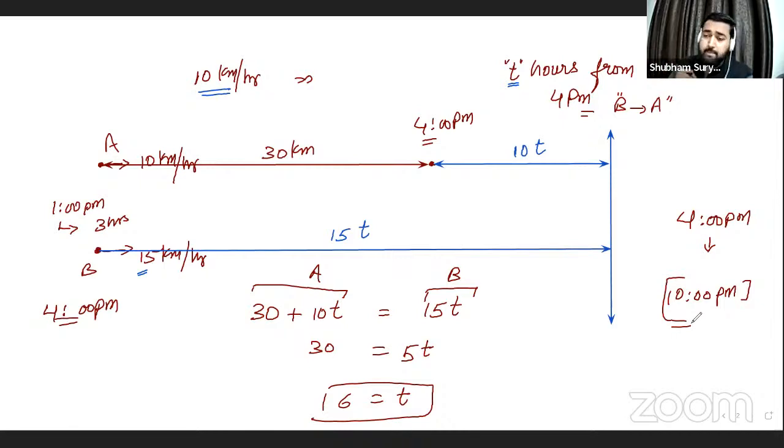And how much distance would person B have traveled? He has traveled at the rate of 15 kilometers per hour for T hours. So at 15 kilometers per hour for T equal to 6 hours, it means 15 times 6 is 90.